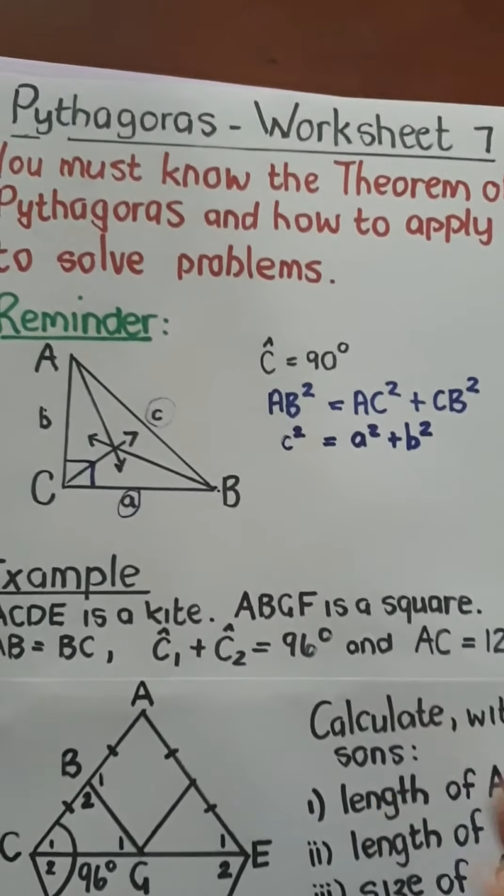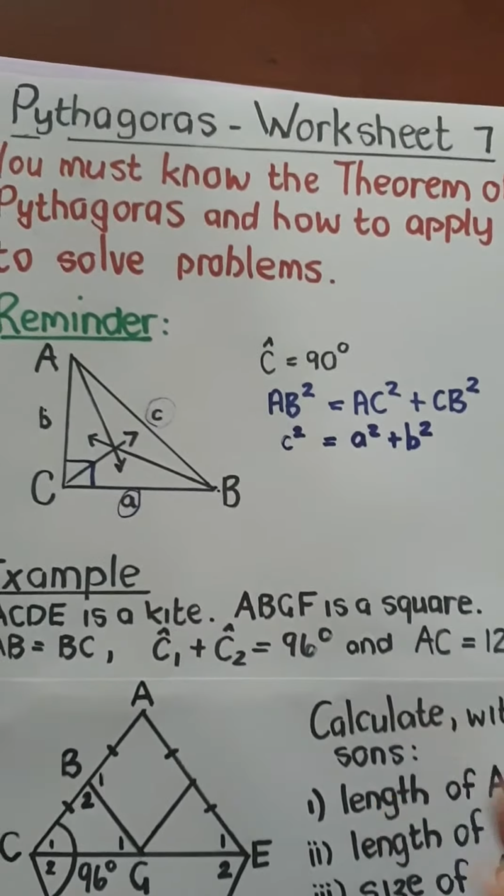They tell you that AB is equal to BC. Then they also say that angle C1, which is this angle, plus C2 add up to 96 degrees. So if this one is 96, it means that this also adds up to 96. You can put it in there. Then they say AC is 12 centimeters. Side AC is 12 centimeters. So this is what I've got.